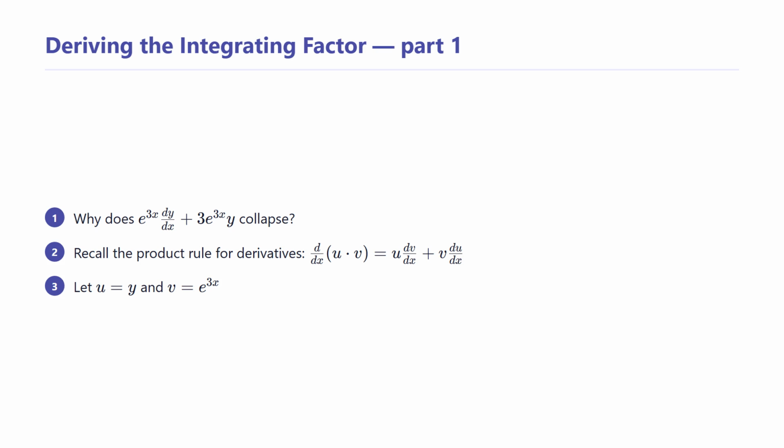The derivative of a product, u times v, is u times the derivative of v plus v times the derivative of u. In our specific case, we can set u equal to our unknown function y and v equal to our integrating factor, e^(3x). This setup is the key to unlocking the magic of the integrating factor method.